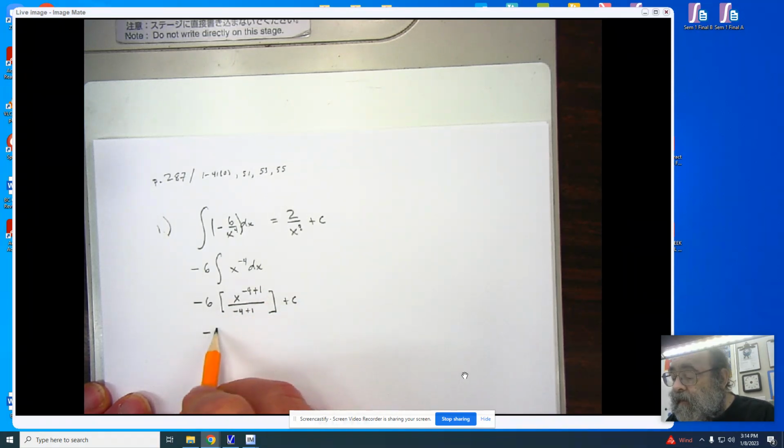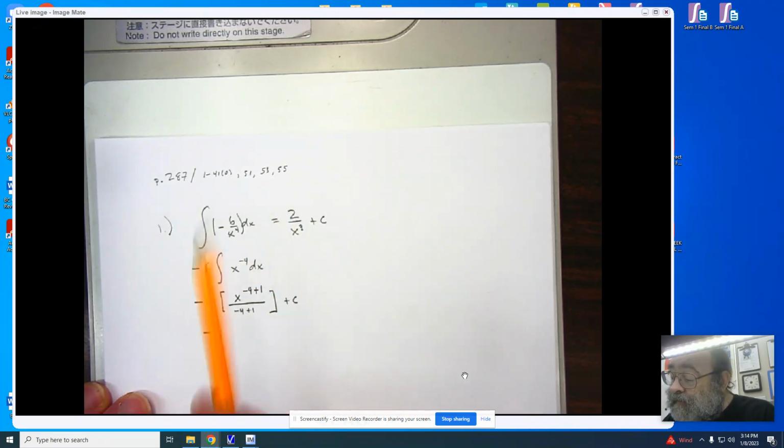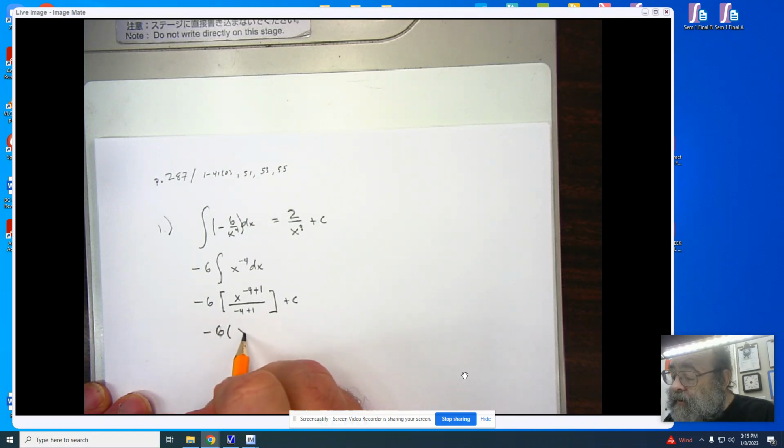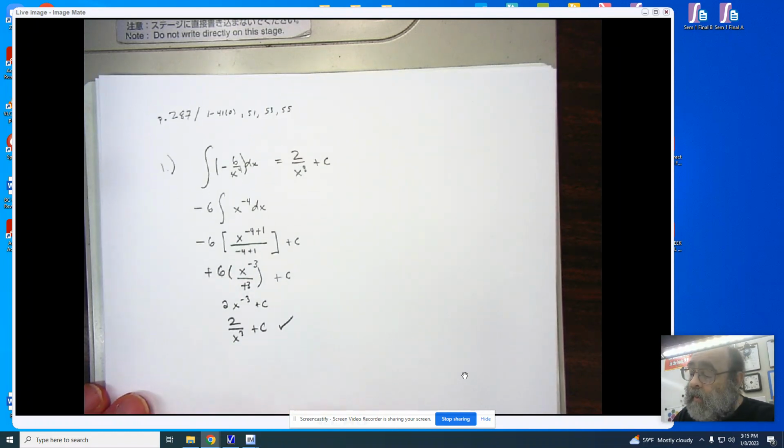This gives me negative 6 times x to the minus 3rd power divided by negative 3 plus c. The double negative rule applies, and I end up having 2x to the minus 3rd plus c, and that's 2 over x cubed plus c, and that checks. We're now going to go ahead and take a look at number 3.